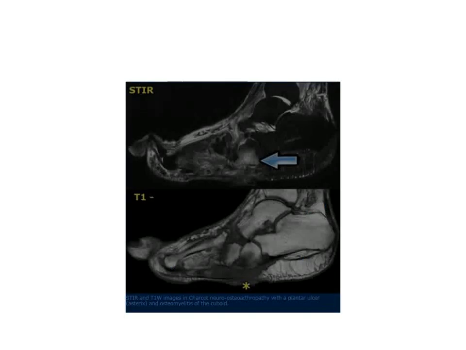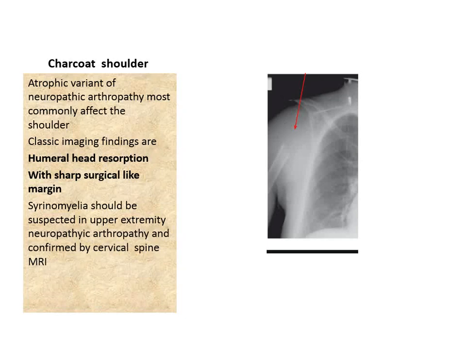The other entity is called the atrophic variant of neuropathic arthropathy, which most commonly affects the shoulder. We remember that in the upper limb, if we see Charcot arthropathy of the shoulder, we may think of syringomyelia, so cervical spine MRI is recommended. The sign of Charcot arthropathy in the shoulder is humeral head resorption with a sharp surgical end of the shaft of the humerus.